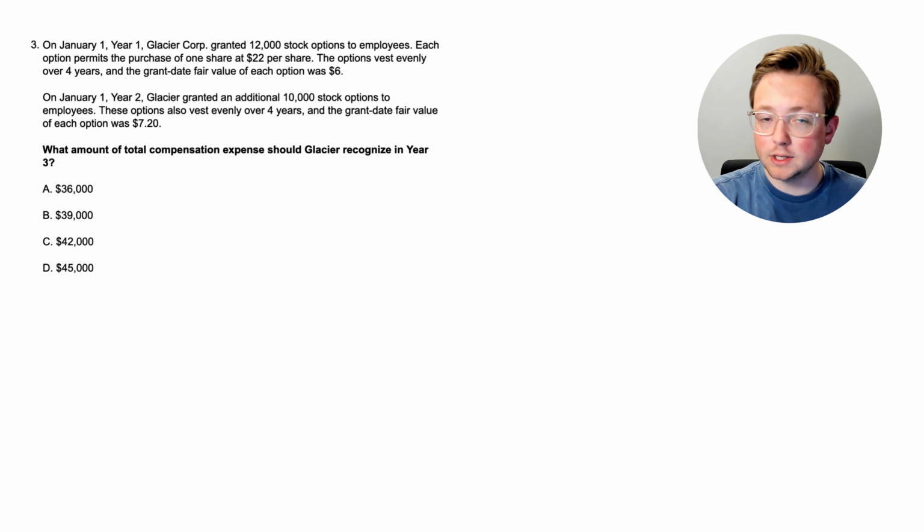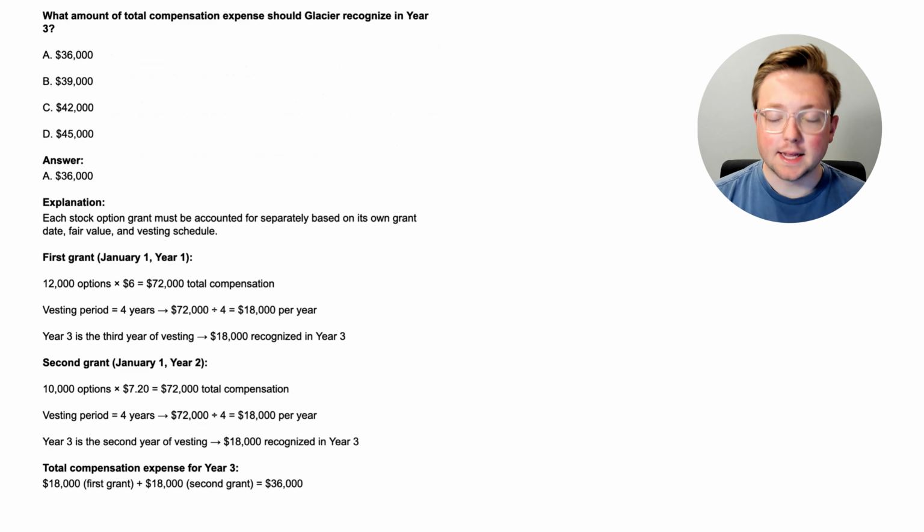So pause the video, do this how you think you would do it, and when you're ready, come back, we'll look at the answer together. Okay, here we are. The answer is A, $36,000. This is pretty simple, basically just taking what we did in question 2 and doing it twice. Each stock option grant must be accounted for separately based on its own grant date fair value and vesting schedule.